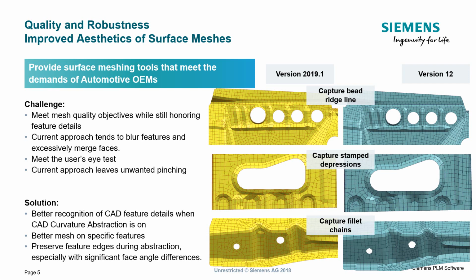Here you can see some of the enhancements where we have taken a different approach to capturing the intent behind the geometry in how we abstract the mesh. So we're better able to capture things like bead line and also stamp depressions.